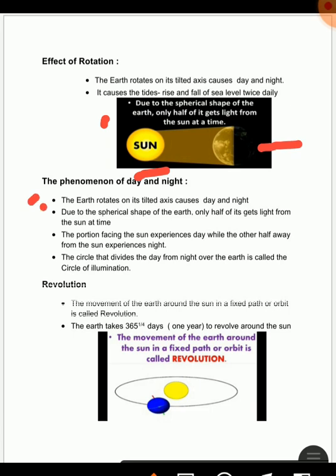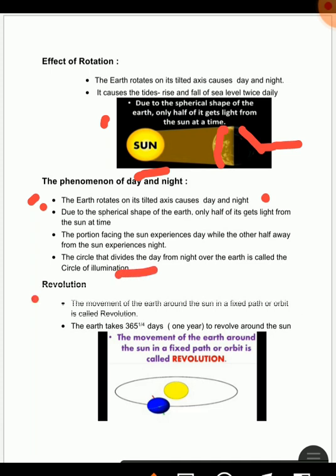The Earth rotates on its tilted axis, causing day and night. You can see here, due to the spherical shape of the Earth, only half of it gets light from the Sun at a time. That is why the portion facing the Sun experiences day, while the other half away from the Sun experiences night. This one is the day and here it is the night. The circle that divides the day from night over the Earth is called the circle of illumination. This one is the circle of illumination.